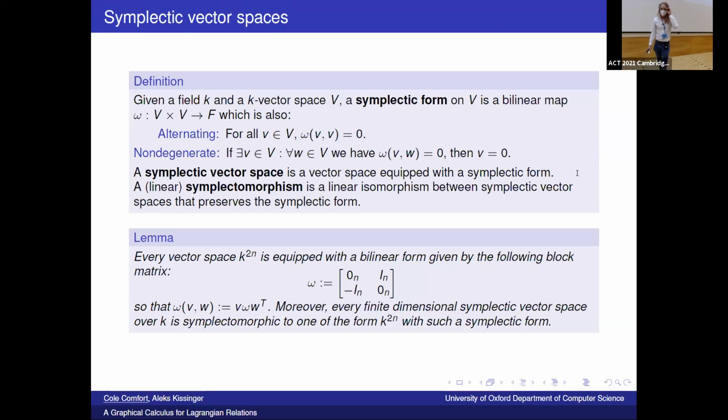So every finite dimensional symplectic vector space is isomorphic to one with the symplectic form of this form. That's to say you can split the symplectic vector space into two gradings. So you can see it as a block with one thing on top and one thing on the bottom of the same dimension.